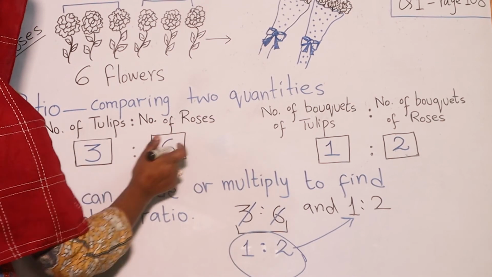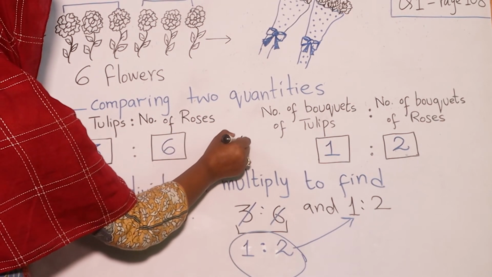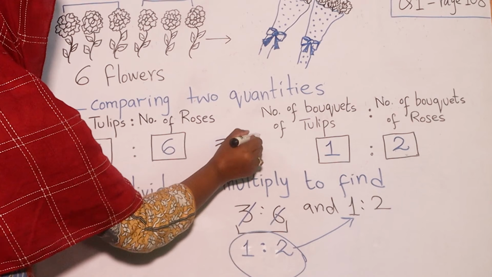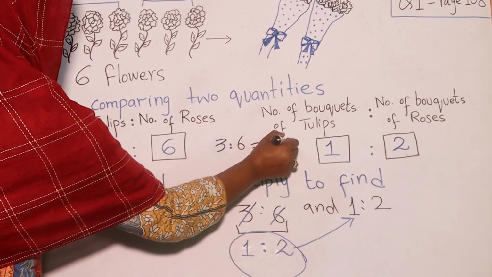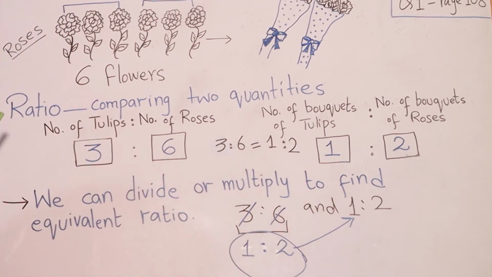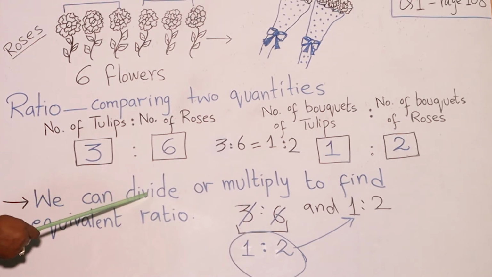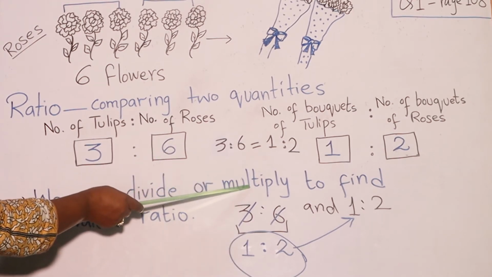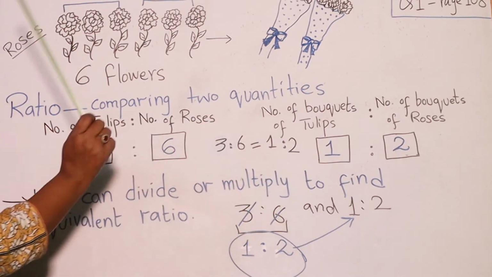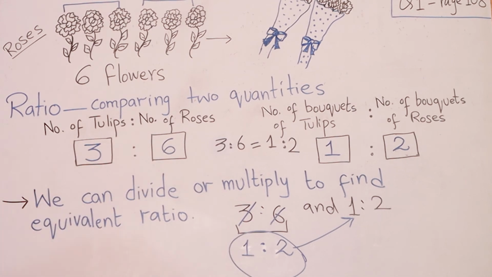So 3:6 is equivalent to 1:2. These are the equivalent ratios. It means that when we divide or multiply a ratio in its simplest form, we get another ratio, the equivalent ratio.